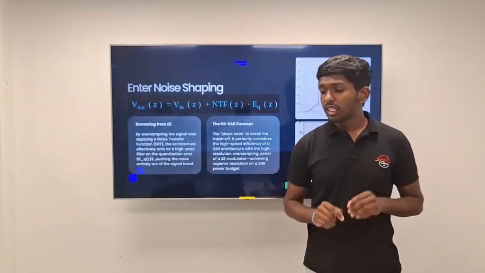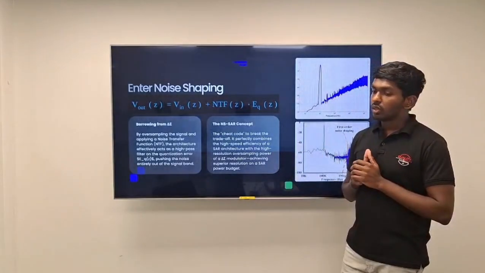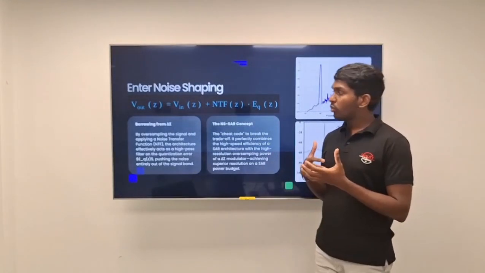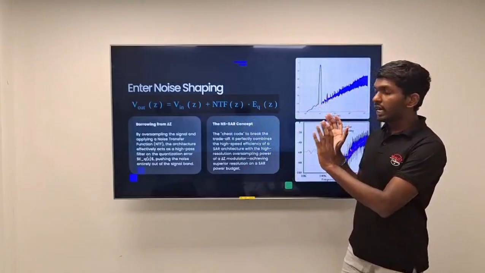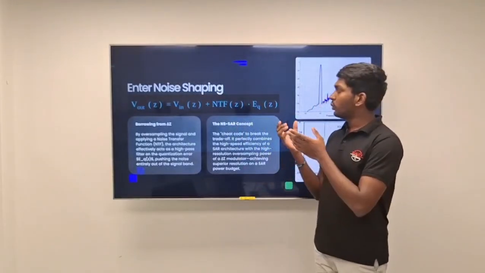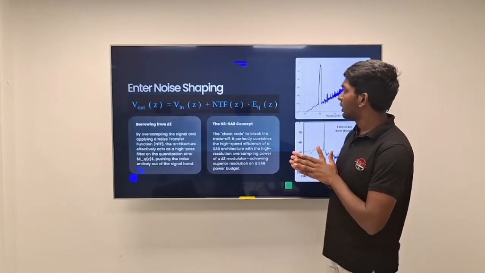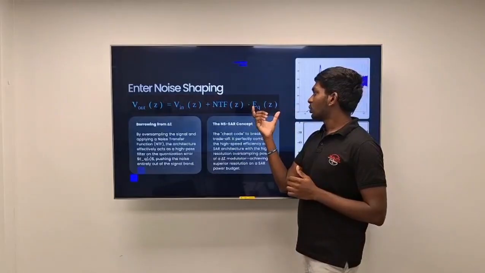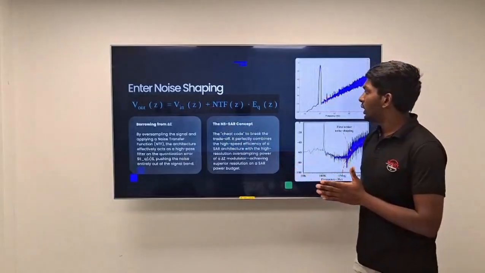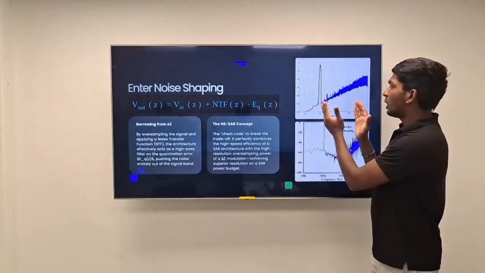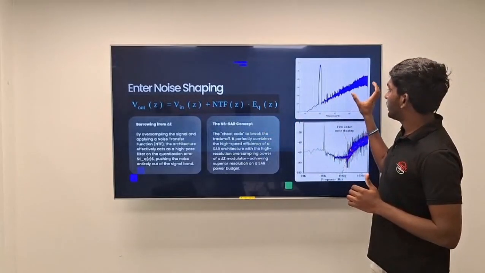So this is where we introduce the cheat code to overcome this trade-off. What we are doing is borrowing the oversampling of the signal from the delta sigma ADC and applying a noise transfer function to it. Take a look at this equation, where we can see we have the quantization error and apply a noise transfer function to it. By doing this, we are pushing the noise out of our signal band. So this acts as a high pass filter for the quantization error.